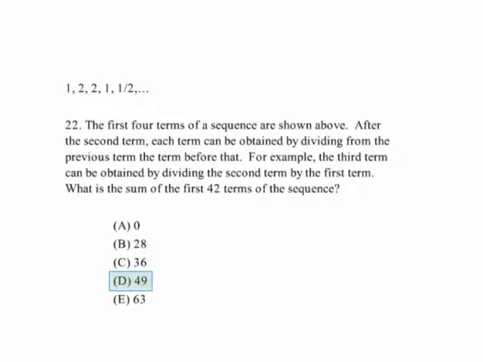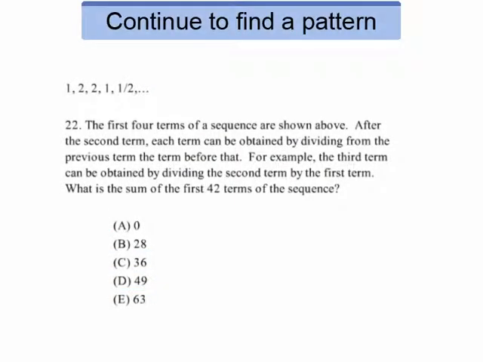Okay, here we're given a sequence, and we're given the first 4 terms of the sequence, and it says that after the second term, each term can be attained by dividing from the previous term the term before that. For example, the third term can be attained by dividing the second term by the first term. Okay, you can see that we're doing this. We divide 2 by 1, we get 2. Divide 2 by 2, we get 1. Divide 1 by 2, we get 1/2.